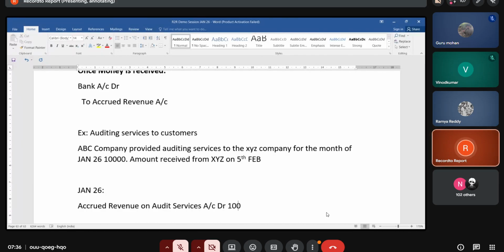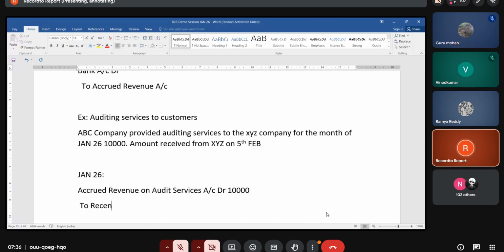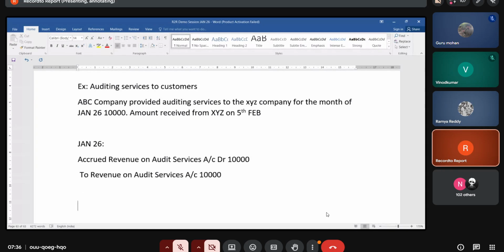So what is the money? 10,000 rupees to revenue on audit services account. It's a fixed amount. Do we need to reverse this fixed amount? Do we need to reverse, guys?